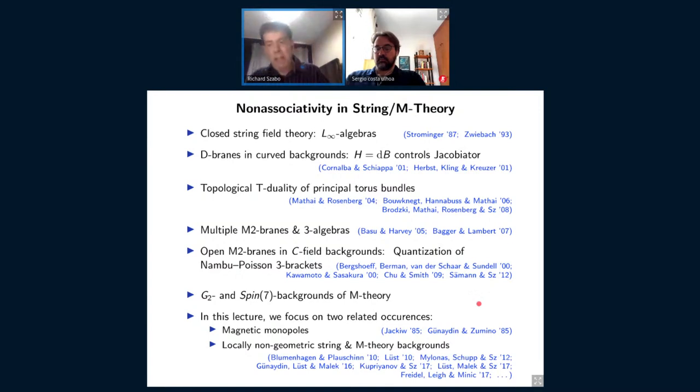These ideas date back to the mid-80s because, in addition to these commutator anomalies that I talked about in string field theory, it was also noticed that certain chiral gauge theories coupled to fermions also suffer from similar non-associative anomalies. Okay, so that was the motivation back then, and the modern motivation for studying the magnetic monopole problem is that it's a toy model for these string theory and M-theory settings.